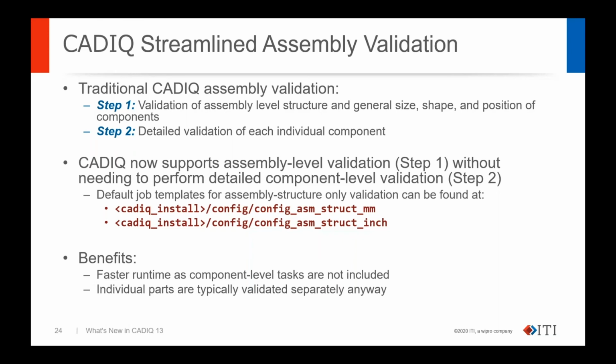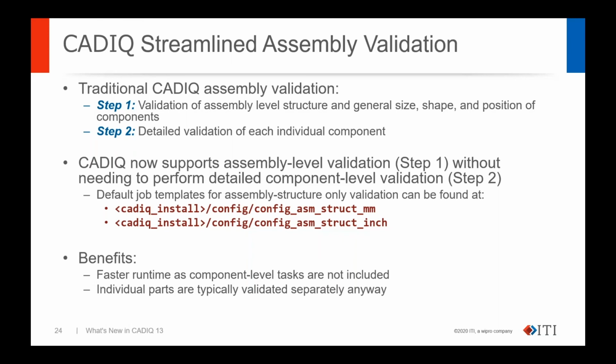That's step two. So the benefit of doing this is you just get a much faster runtime, as we're not generating and validating each component individually at a very detailed level. And in a lot of cases, as part of your PLM release process and everything, the individual parts are also validated separately at a part level anyway. So the detailed validation is sort of redundant. That step 2 is sort of redundant anyway.